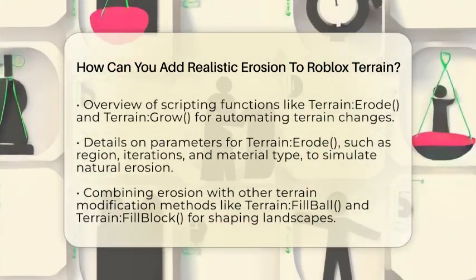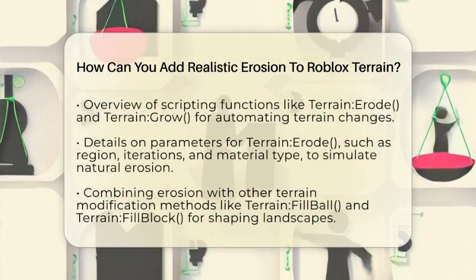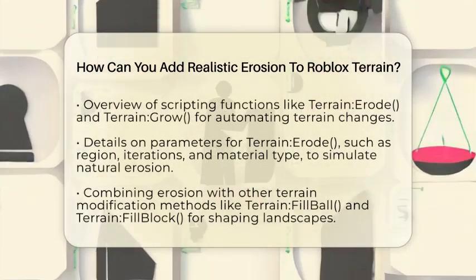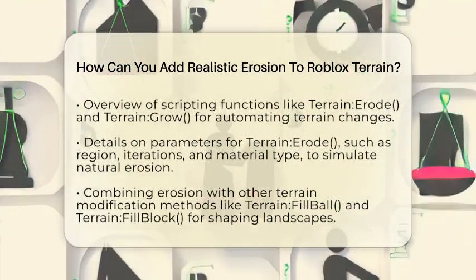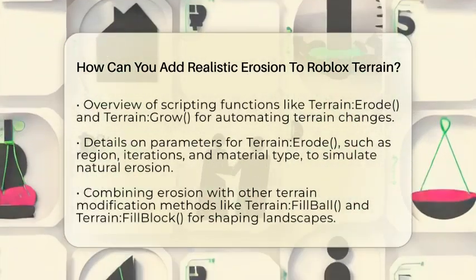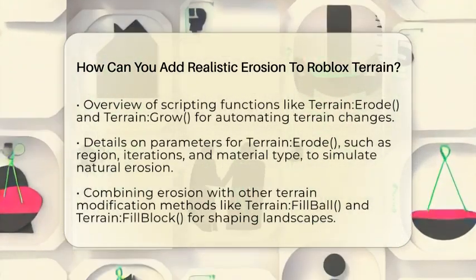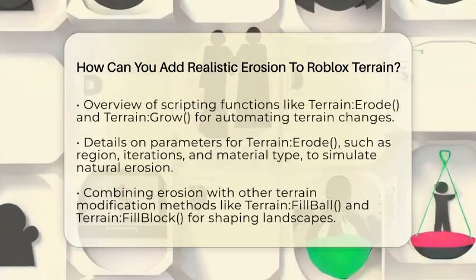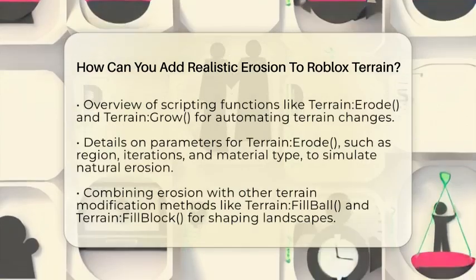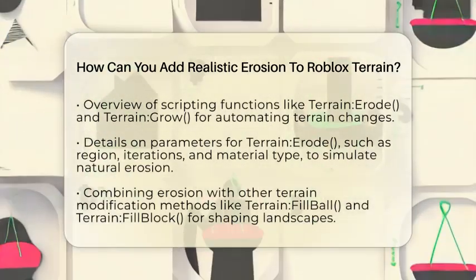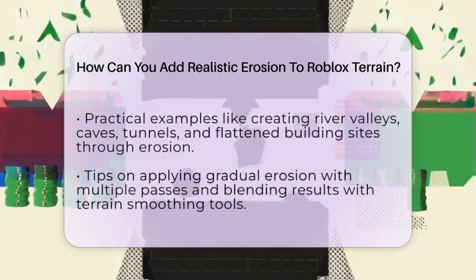For more advanced effects, Roblox offers scripting functions like Terrain Erode and Terrain Grow. These are used in scripts to automate erosion or growth over specific regions. Terrain Erode takes parameters such as the region, number of iterations, and material type. It slowly removes the specified material from the region over multiple steps, simulating how water or wind would erode the land over time. Terrain Grow does the opposite, adding material to simulate grass spreading or land buildup.